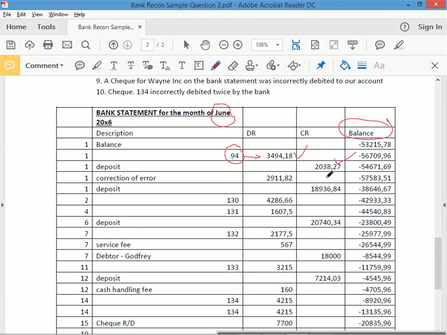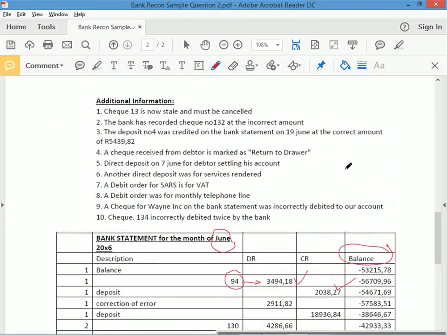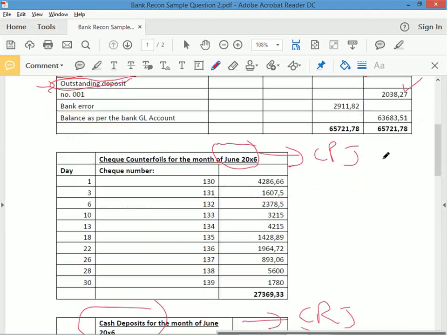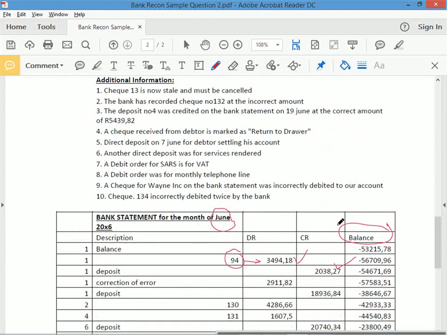So are your books and the bank's books correct? Yes. So again, I'm going to tick this. So tick the deposit here, tick the deposit there. Your books and the bank's books, 100% aligned. Next.